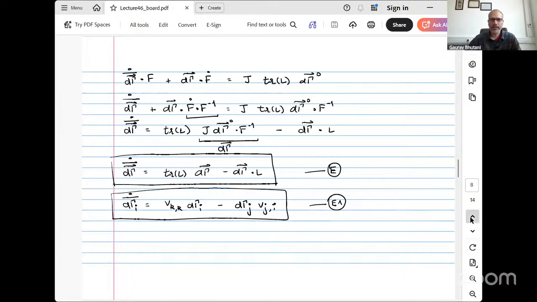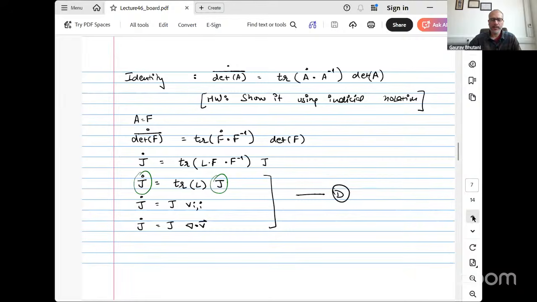Now there was a question here. If I go back, we had used an identity which says that the material derivative of the determinant of A can be written as the trace of the material derivative of A dotted with A inverse, times the determinant of A. This identity was used while applying the material derivative to the determinant of F to obtain the expression for the material derivative of the Jacobian.